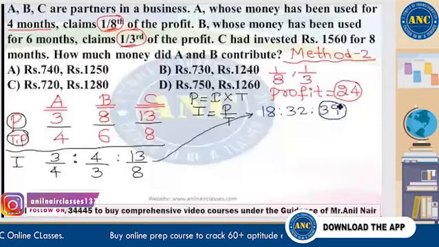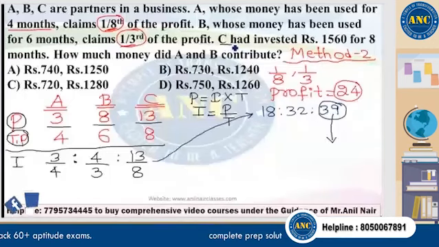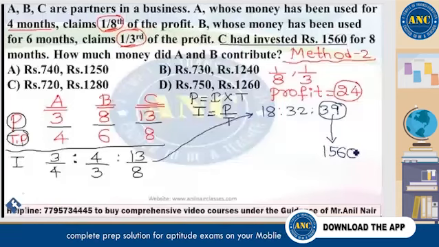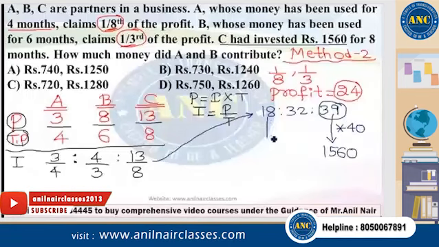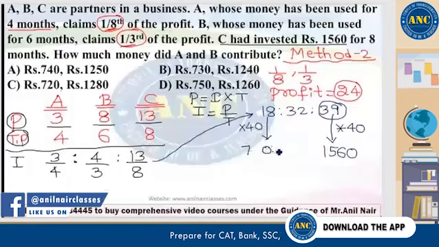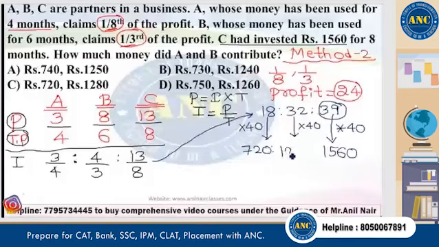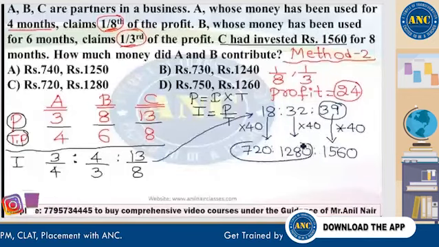That means according to the ratio, C is investing 39 rupees, but the question says C had invested 1560 rupees. According to the ratio 39, according to the question 1560. 39 into 4 is 156, followed by one extra 0. So 18 also multiply by 40. 18 into 40 is 720. 32 also multiply by 40. 32 into 4 is 128, followed by 0. Answer is 720 and 1280.